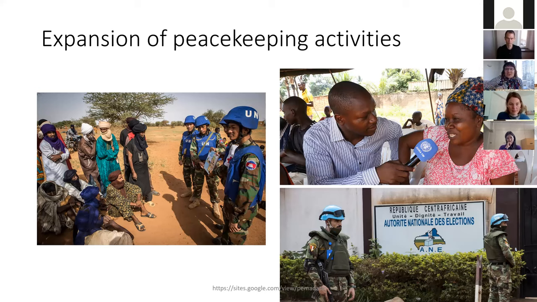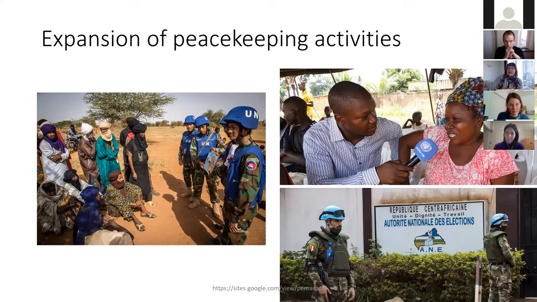And the picture on top is a picture of a journalist from the radio station in the Central African Republic, which is run by a peacekeeping mission. And since the UN mission in Cambodia, many peacekeeping operations have had a radio station, which can be a very effective tool in terms of spreading awareness of the mission itself and of the peace process. And on the picture on the bottom, we can see military peacekeepers guarding a polling station in the Central African Republic. And it is a part of their electoral security mandate, which has also become an important element of peacekeeping.